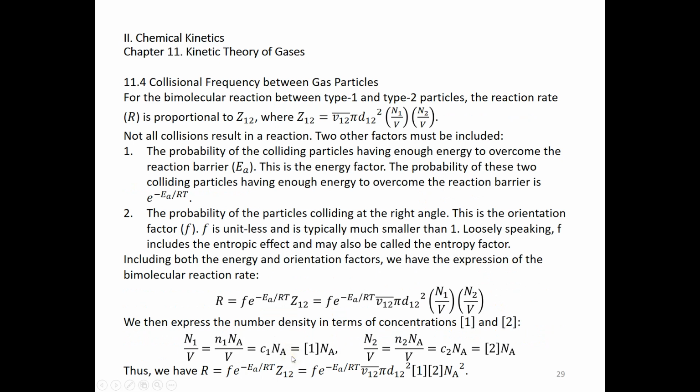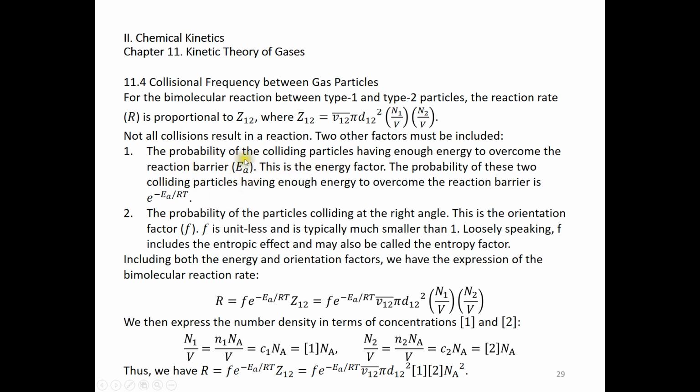For the bimolecular reaction between type 1 and type 2 particles, the reaction rate R is proportional to uppercase Z12. Uppercase Z12 is the collisional frequency between all type 1 and all type 2 per unit volume, and the expression is this. Not all collisions result in a successful reaction because we need to consider two more factors: the energy factor and the entropy factor. So first, the energy factor.